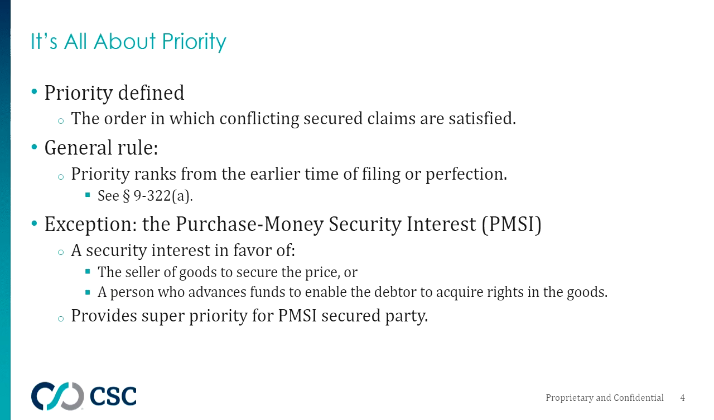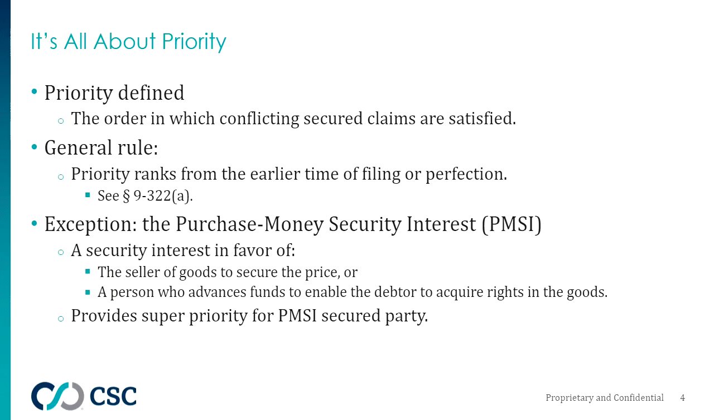Now, the general rule under Article 9 is that priority ranks from the earlier time of filing or perfection. In other words, the first to file a financing statement or otherwise perfect their security interest by alternate means, if there are some available, such as by control or possession. So, first in time, first in right. This is important because the first priority security interest gets its claim paid in full before the second priority in the same collateral sees a penny of it. So priority is a critical aspect of the secured lending process.